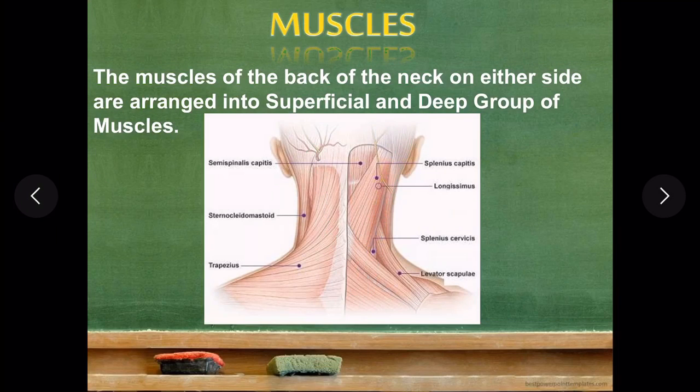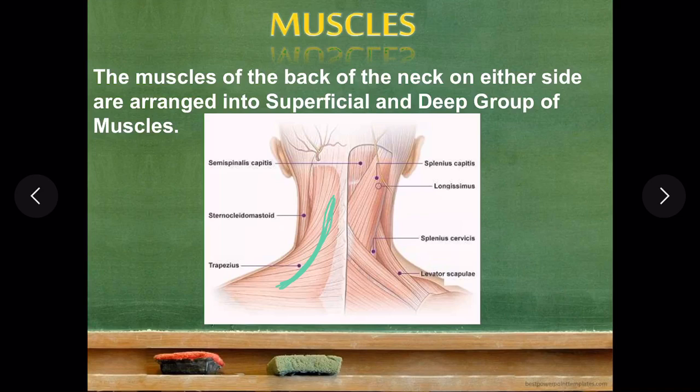Then when we remove the skin, superficial fascia, and deep fascia of the back of the neck, we come across the group of muscles present underneath. These muscles are present in various groups, and the first muscle you are going to see in the first layer is the trapezius muscle.